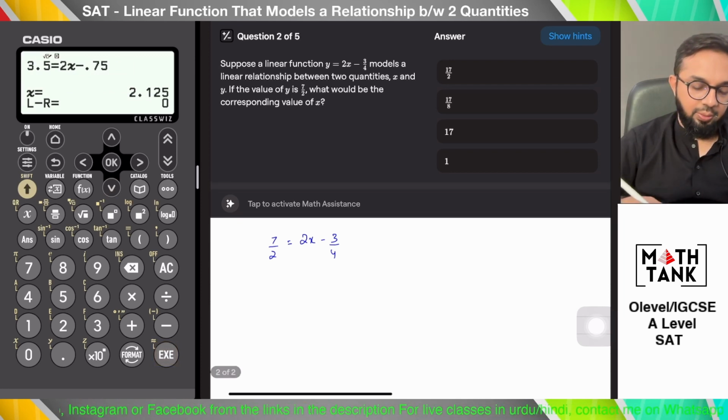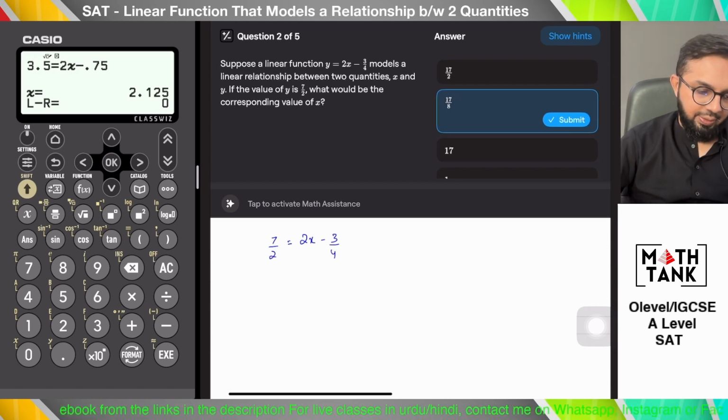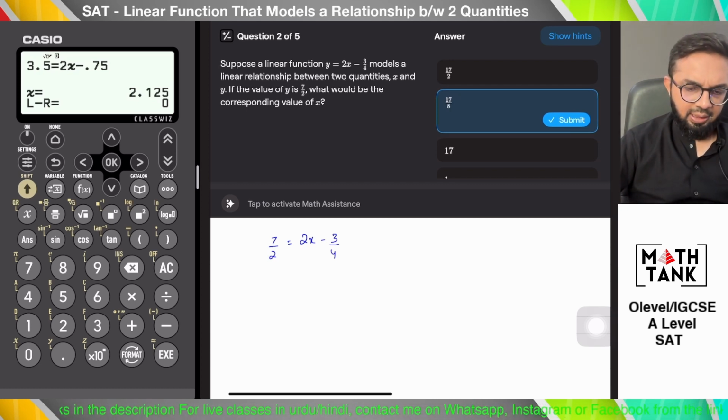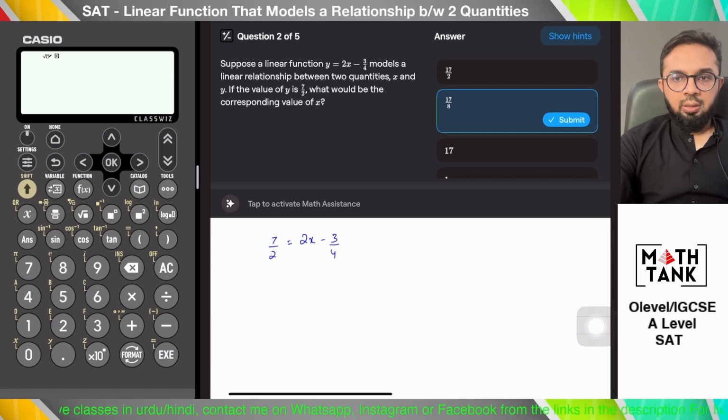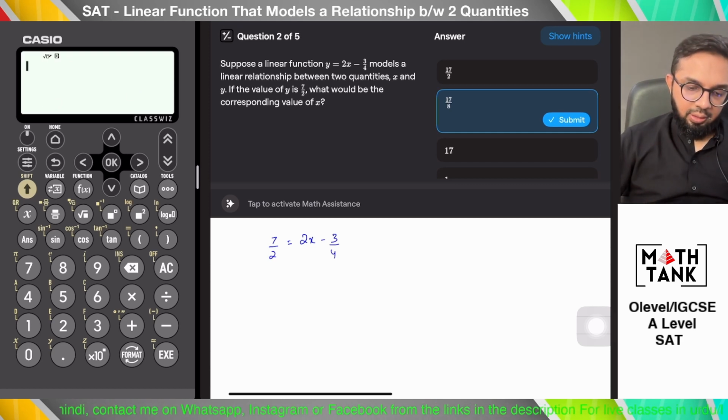2.125 should be 17 over 8. I think that's the correct answer. There's something wrong with my calculator. I'll fix that. Okay, moving on to the next question.